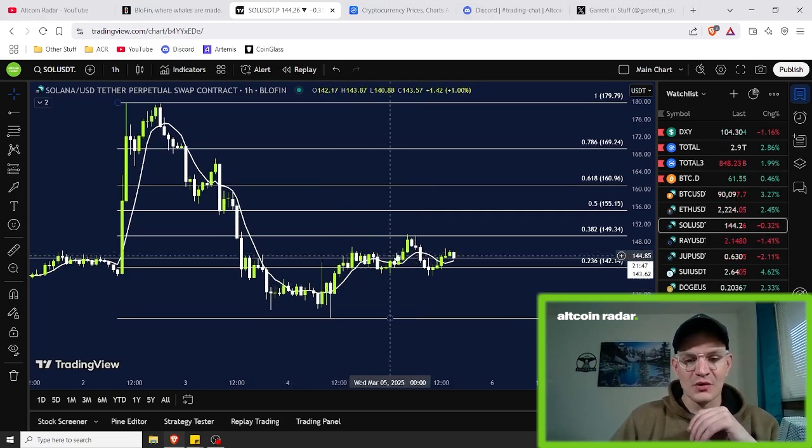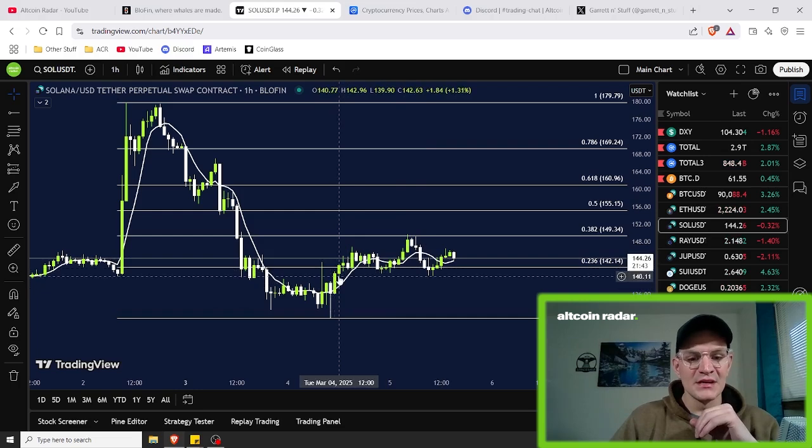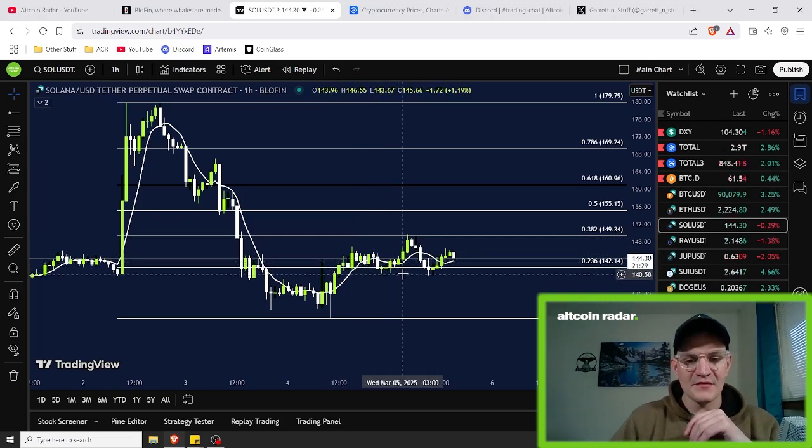Now, moving upwards from this range, as you can clearly see, price went up and reached this first level right here, and it tried to go up to the second level, but it didn't have enough momentum, obviously, so it came back down. But as you can clearly see, this level was respected very, very nicely, right in here.